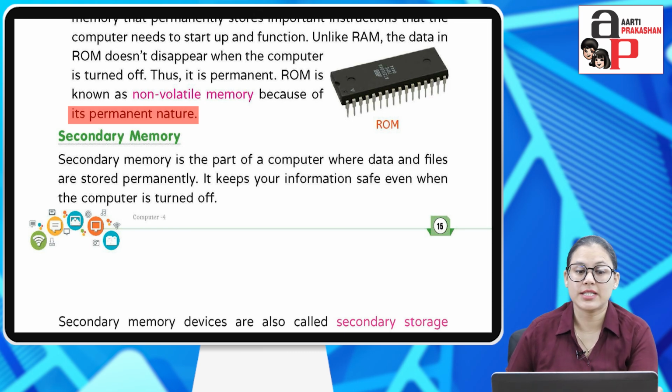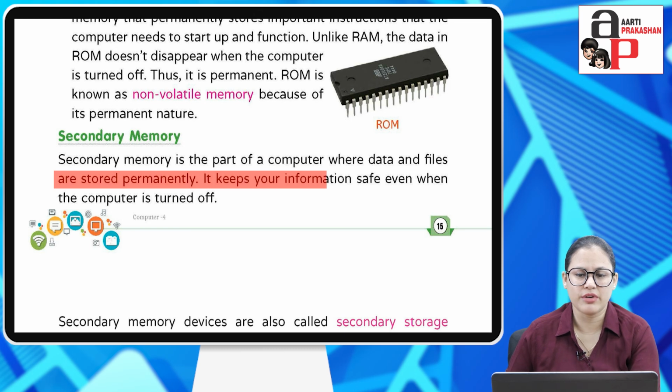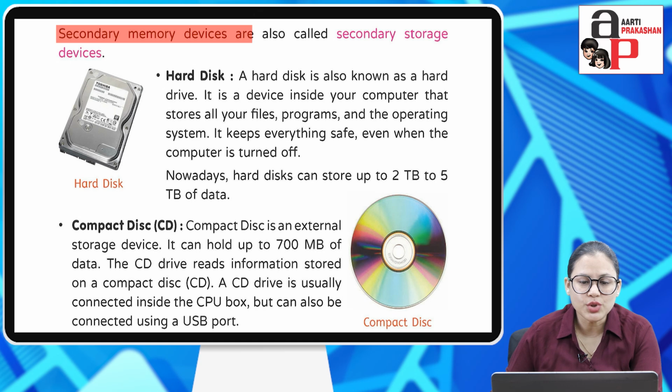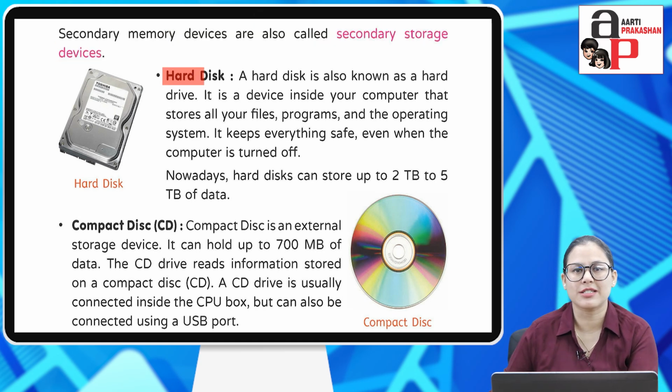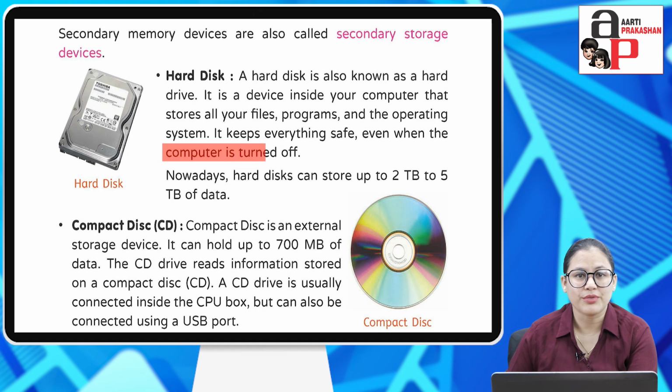Next, secondary memory. Secondary memory is that part of a computer where data and files are stored permanently. It keeps your information safe even when the computer is turned off. Secondary memory devices are also called secondary storage devices. The first one is the hard disk. A hard disk is also known as a hard drive. It is a device inside your computer that stores all your files, programs, and the operating system. It keeps everything safe even when the computer is turned off. Nowadays, hard disks can store from 2 TB, that is terabytes, up to 5 TB of data.